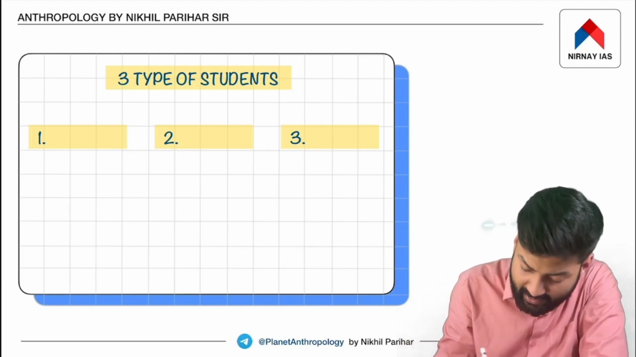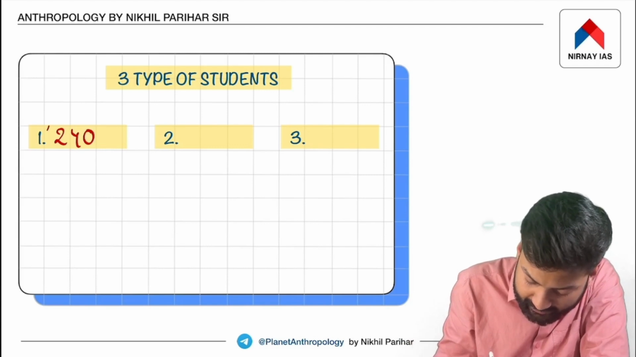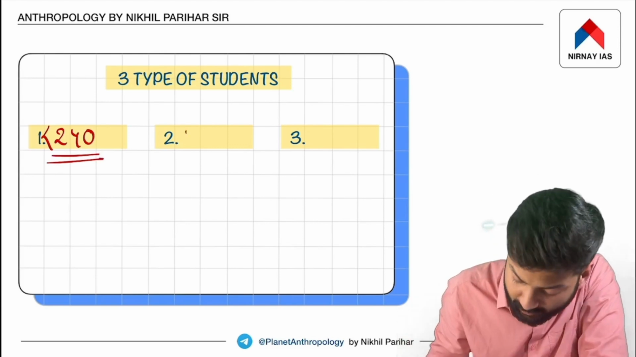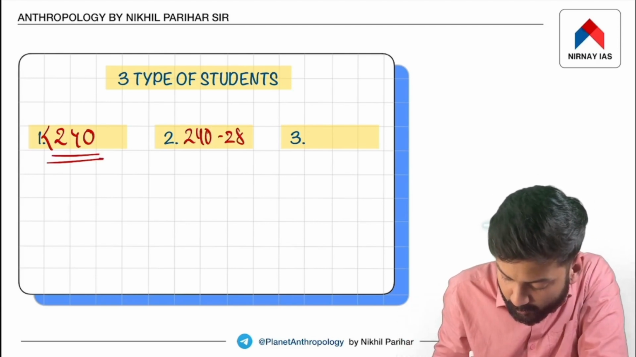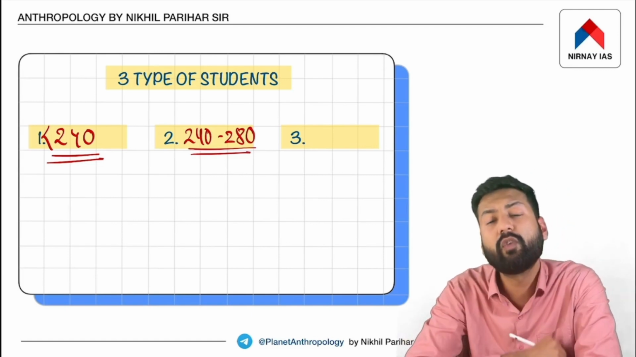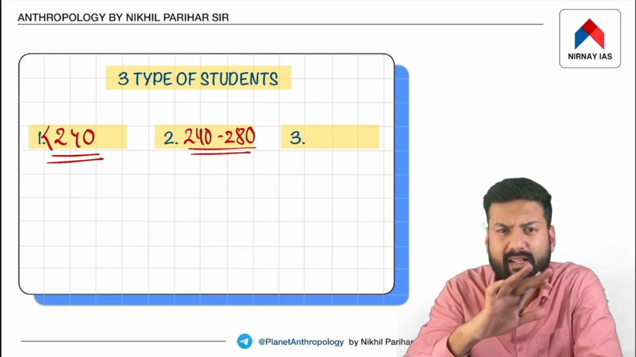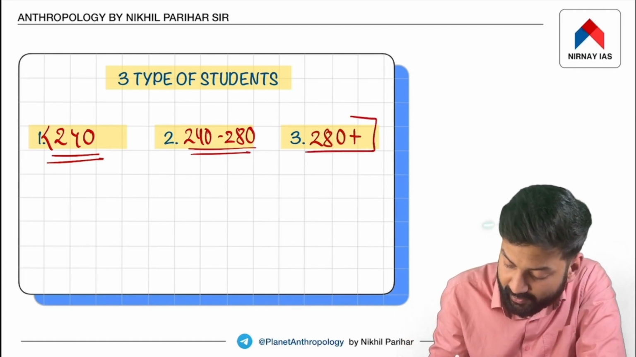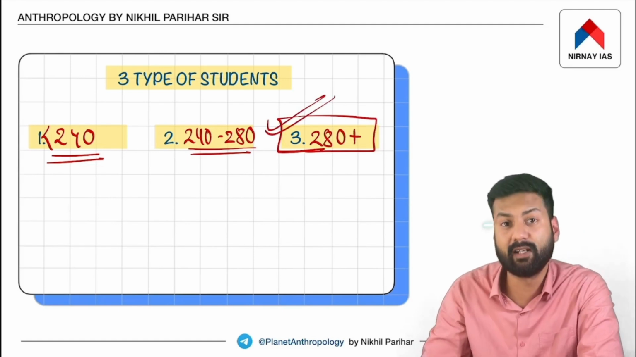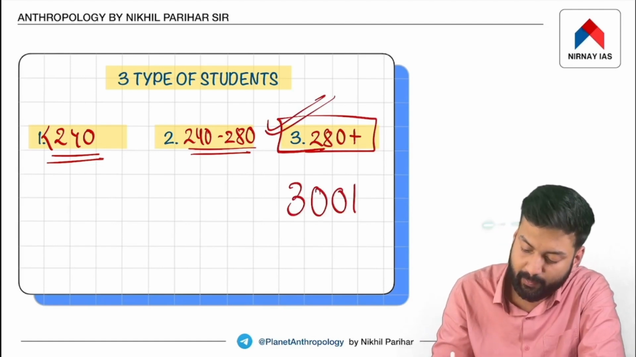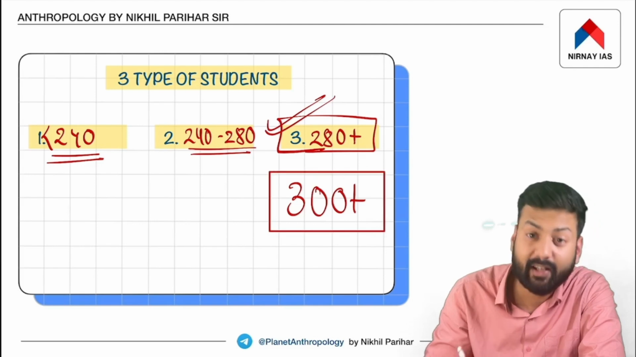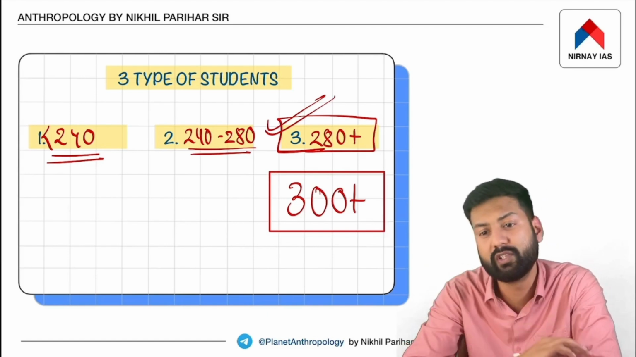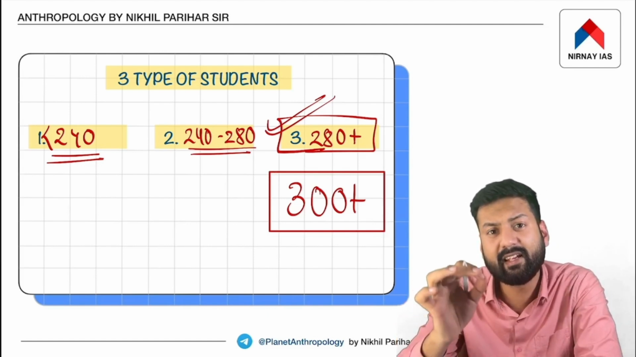What is the first kind? The first kind is people who are scoring less than 240 marks. And the second kind are people who are scoring from around 240 to 280 marks, right? 270 to 280 is a respectable score. Then the third category of student, everybody wants to be this particular kind of student, which is 280 plus marks, and eventually 300 plus marks in anthropology optional. The marks which will get you your dream cadre, your dream job, your dream posting, whatever. These are the three categories of students.